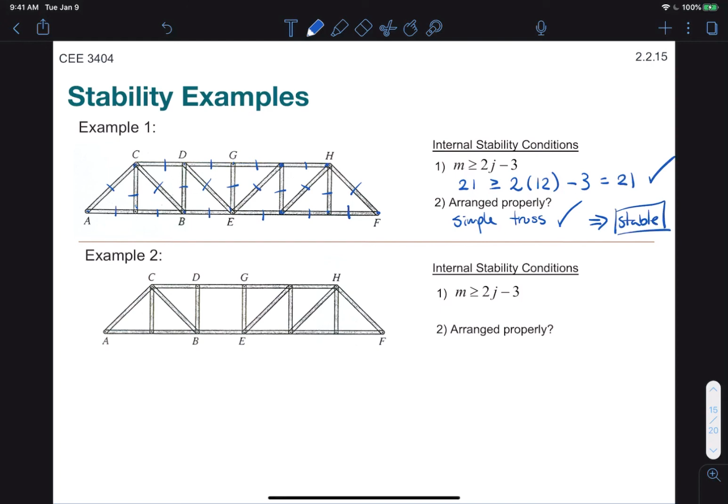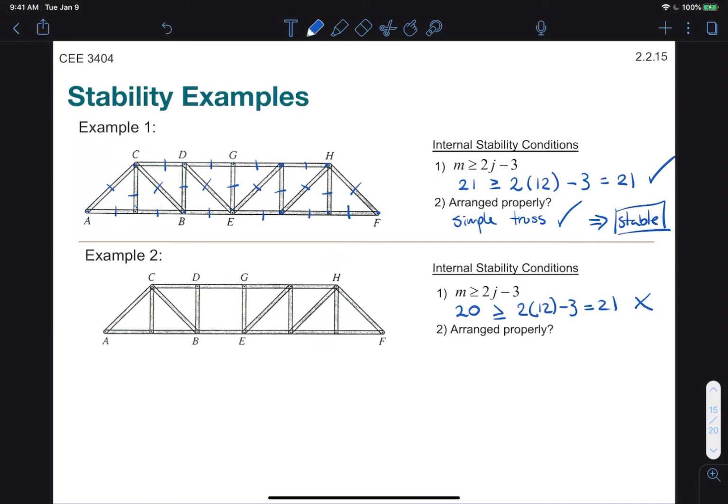If we look at example 2, let's check the first stability condition first. If we count members, it's essentially the same truss, minus 1 member, so we can safely say that this has 20 members. And the number of joints remains unchanged, so now this condition is not met. 20 is not greater than or equal to 21. And so we failed the first condition. That's already enough to tell us this is unstable. But let's go ahead and do the second condition just to see.